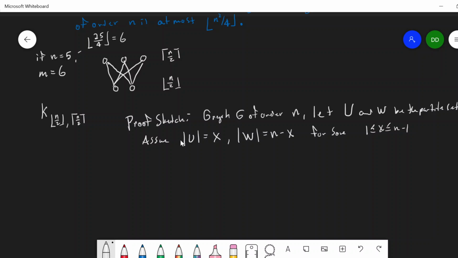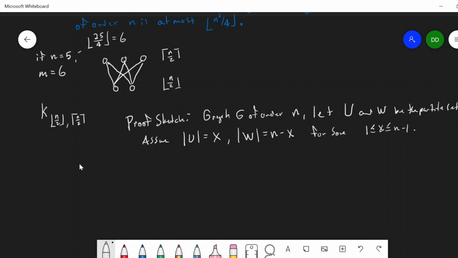It's possible I don't put any vertices into U, but in that case, there wouldn't be any edges at all in the graph. We would have the empty graph, which has size 0, and that doesn't achieve the maximum. That's not more than n squared over 4, so we don't have to worry about that.